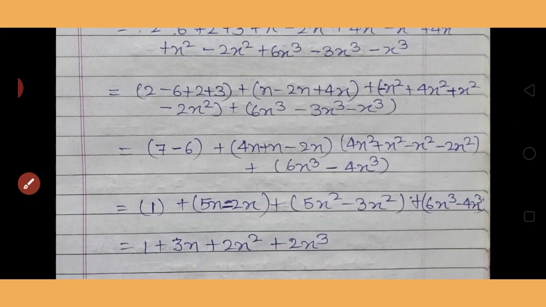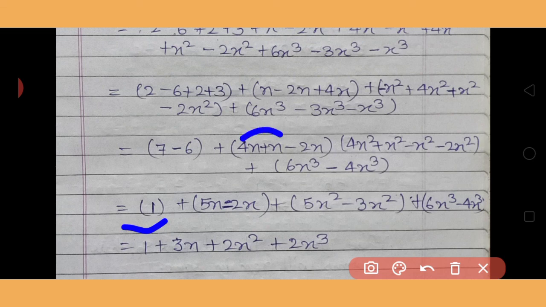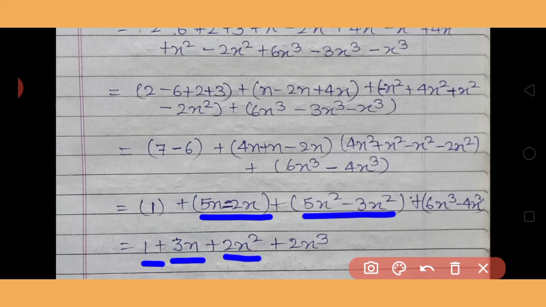Next step: 7 minus 6 is equal to 1, and here 4 plus 1 is equal to 5x minus 2x, and here 5x square minus 3x square, and in the last bracket 6x cube minus 4x cube. Now solve it. 1 will remain 1. 5x minus 2x is equal to 3x. 5x square minus 3x square is equal to 2x square, and 6x cube minus 4x cube is equal to 2x cube.